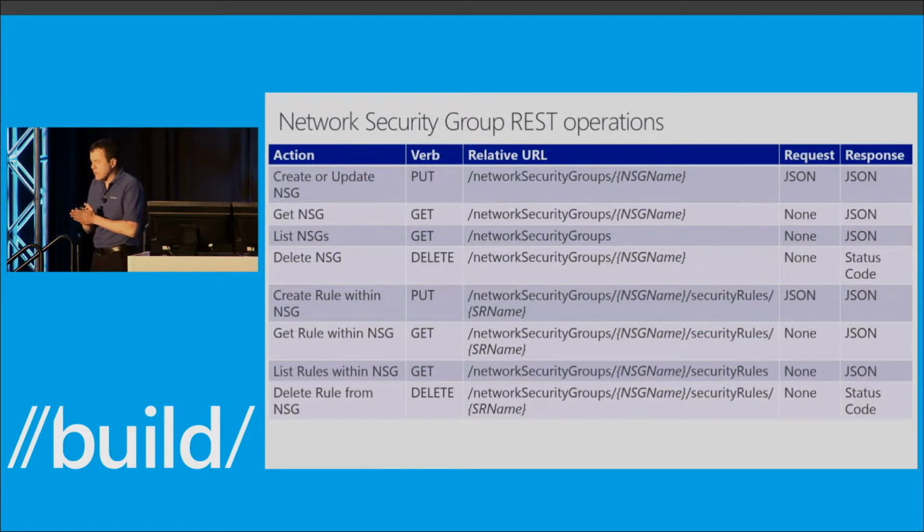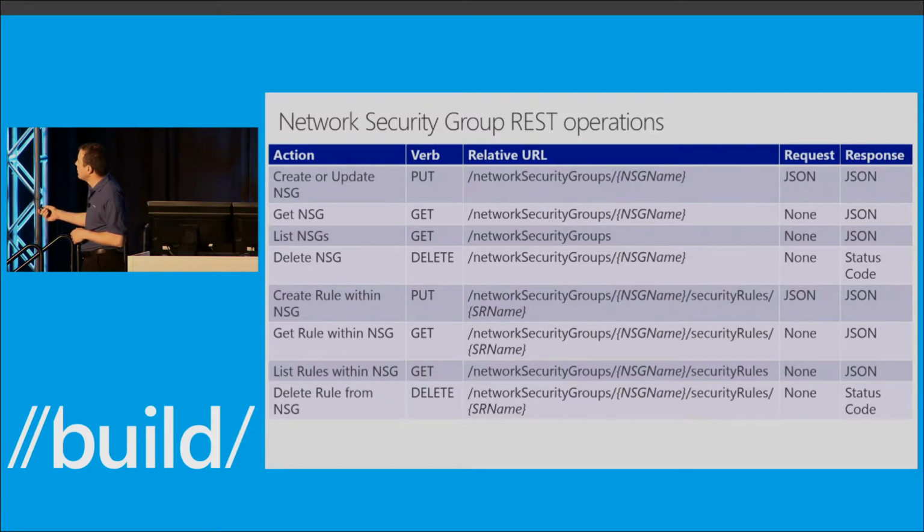REST operations that are supported, again, just using this example. For network security groups, we support creating or updating through put. We support getting through get, obviously, listing through get as well, and then deleting through delete. The relative URLs, these are all relative to the management.azure.com.